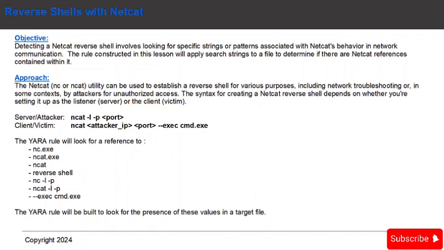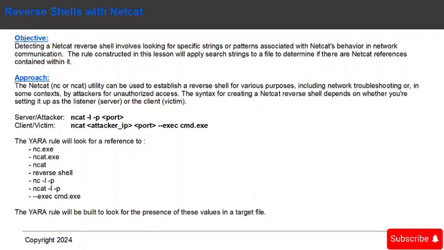So obviously, if we have a file that makes references to Netcat, some of the commands, then we want to know about it, and we need to put together a YARA rule that will help us detect these types of string patterns. You can see on this slide, we give you the syntax for the attacker system and also the client or the victim. On the attacker side, they set up the listener by calling netcat or ncat, followed by the -l, -p, and a port reference. On the victim side, they run netcat, and they reference the attacker's IP address and port that's being listened to. And then there's the --exec cmd.exe. This is what actually spawns that command shell once the connection is made.